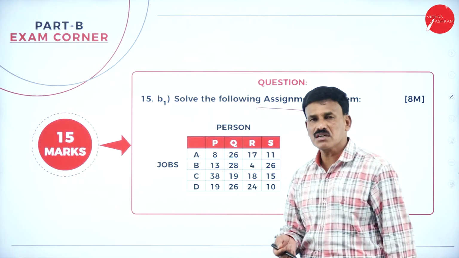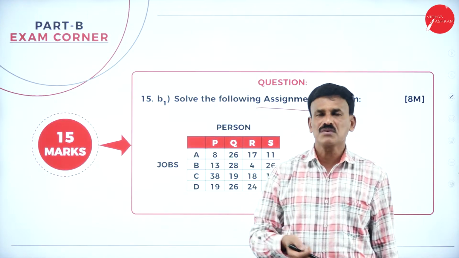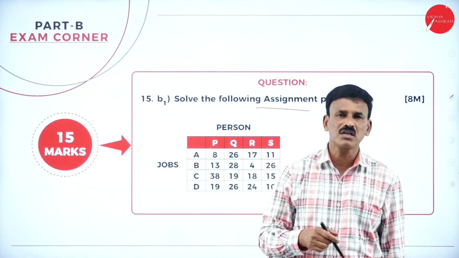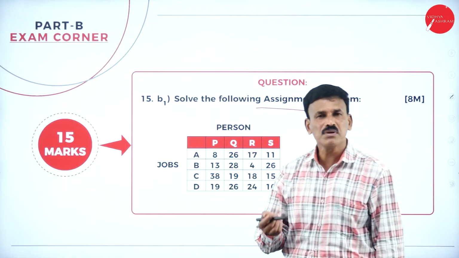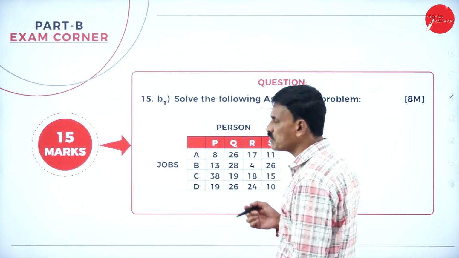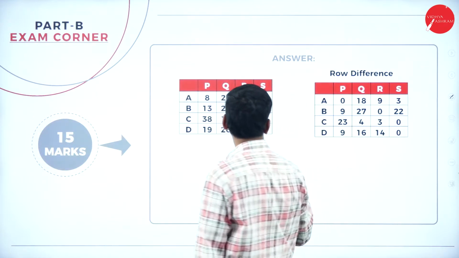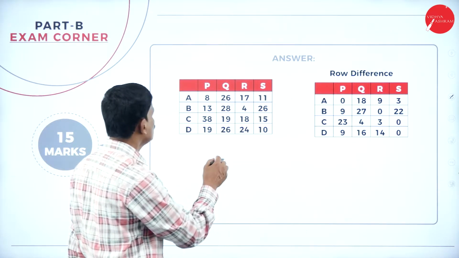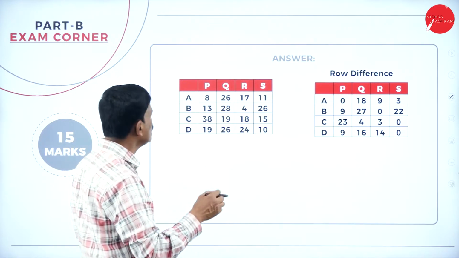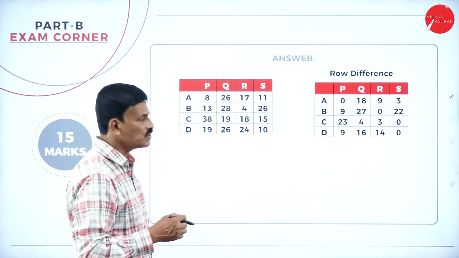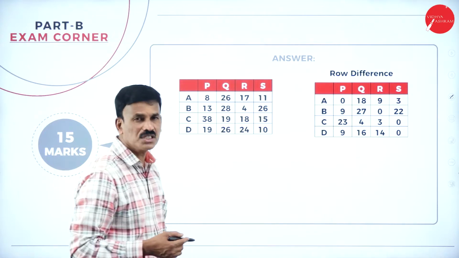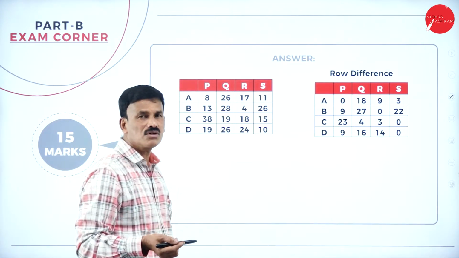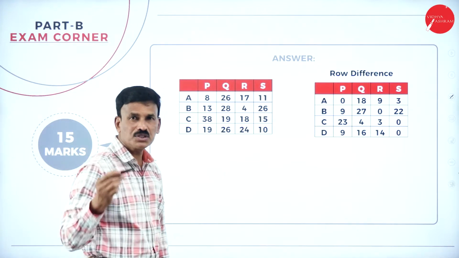Now for this, what is the common procedure we are going to use? First find out row minima, column minima, row scanning, column scanning, and just simplify, you will get the answer. Now let us come to first row minimization. This is the problem given: 8, 26, 17, 11, 13, 28, 4, 26, 38, 19, 18, 15, 19, 26, 24 and 10. Row difference. Now just find out the row difference. That is called a row difference, or it is also called row minimization.